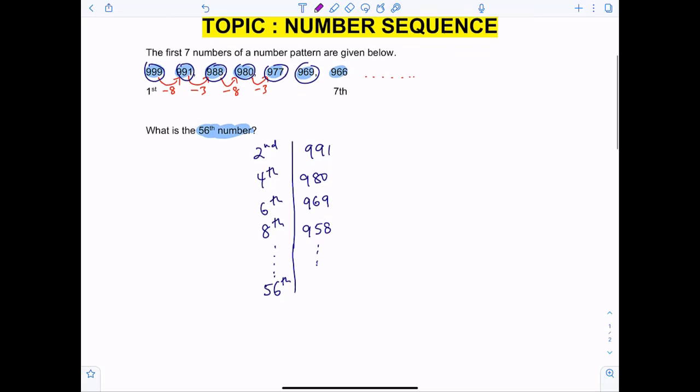Of course it will take up too much time. In fact, do not do this, which is listing all the way until 56. Instead, we observe a certain pattern that is happening. Between the second and the fourth number, 991 and 980, the difference is just 1 times 11. Between 991 and 969, the difference is 11 times 2. Between 991 and 958, the difference is 11 times 3, 33. So we need to observe these numbers here.